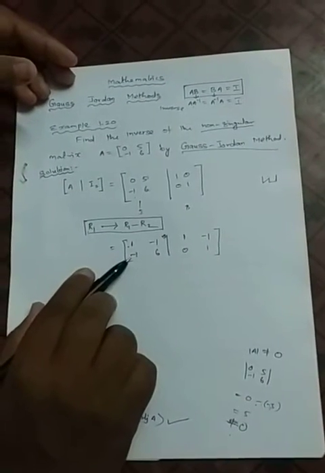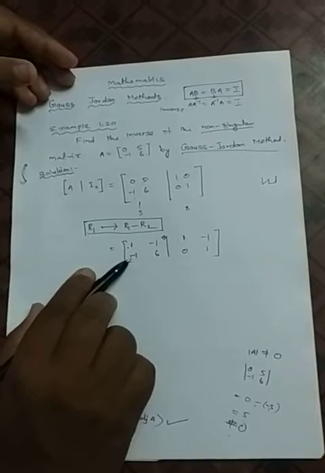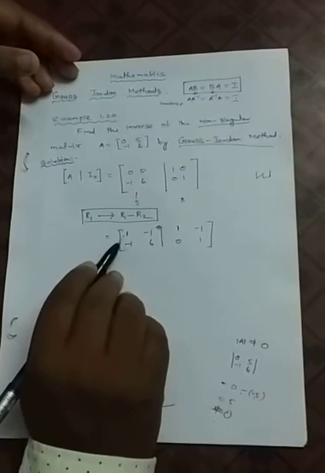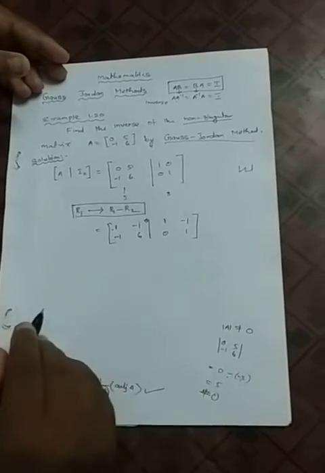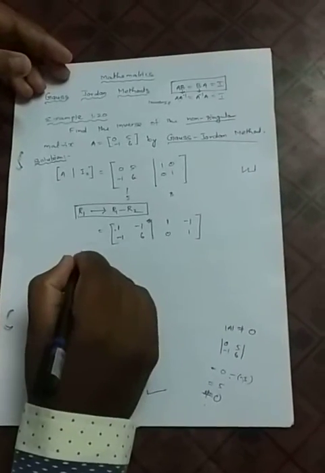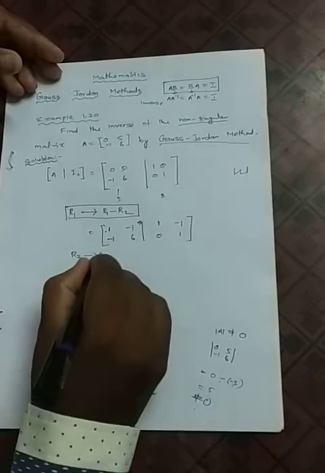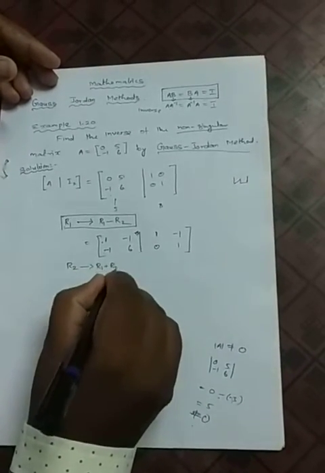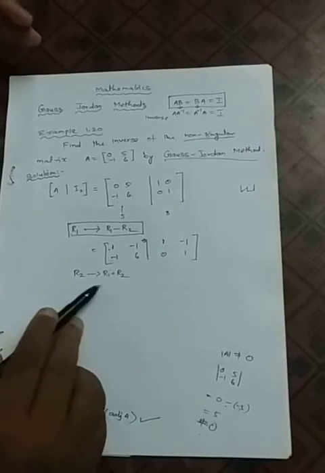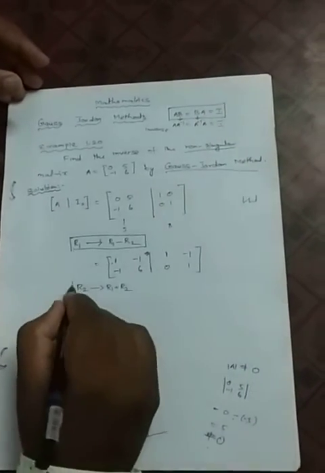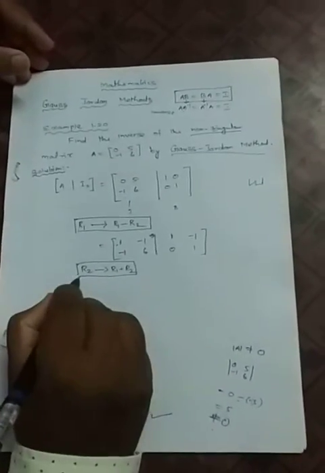Next, what you need to do? This you make it as a 0. This you make it as a 0. How you are going to make a 0 now? Simple. You just add these 2. Automatically you will get it. So what am I going to write? R2 goes to R1 plus R2. Why now? If you add this 1 minus 1, the answer is 0. For that reason only we are going to do this one.